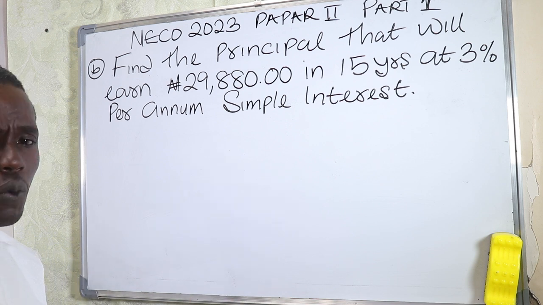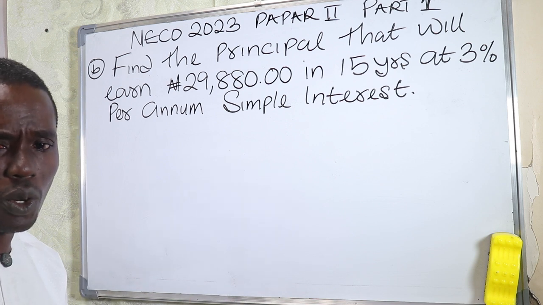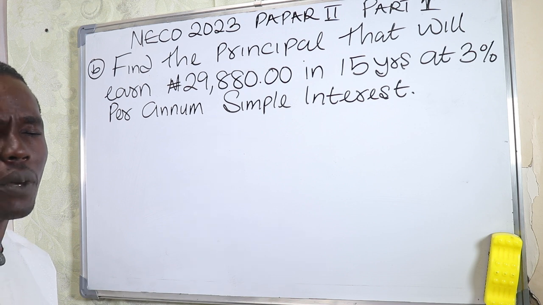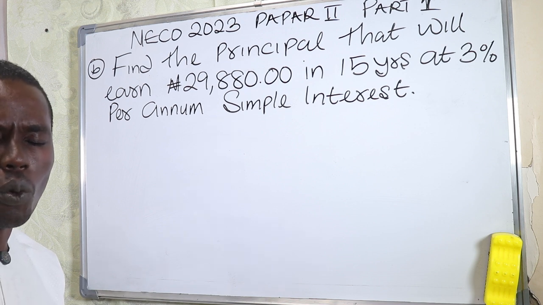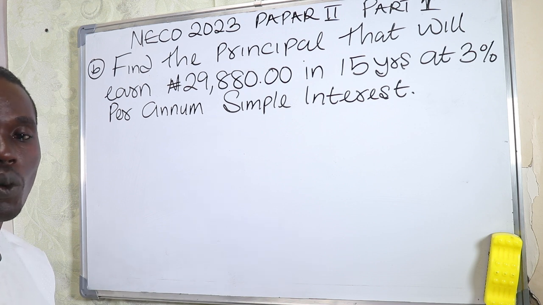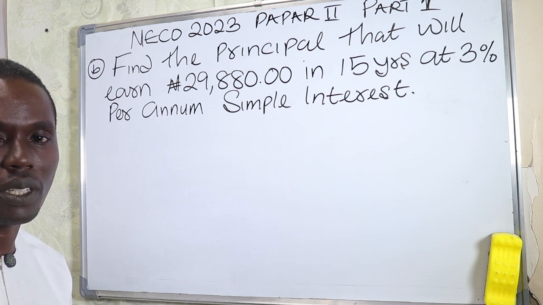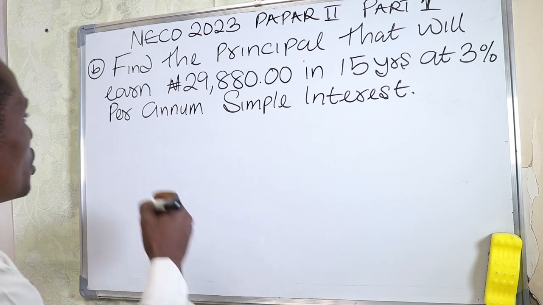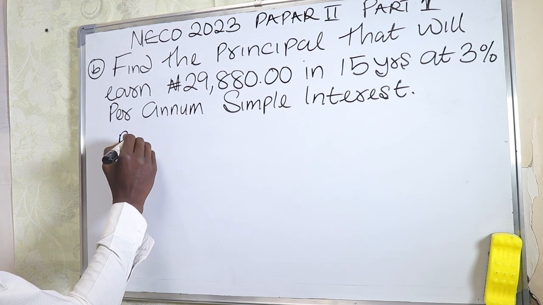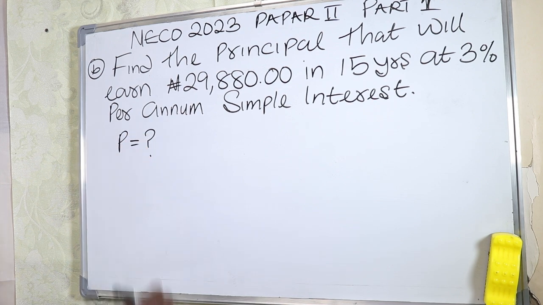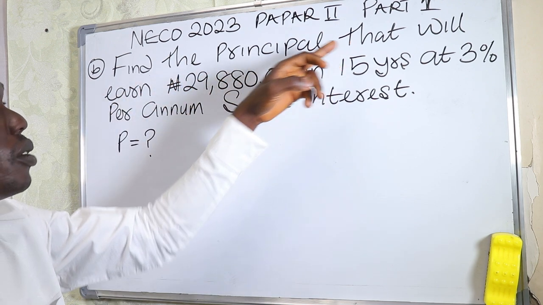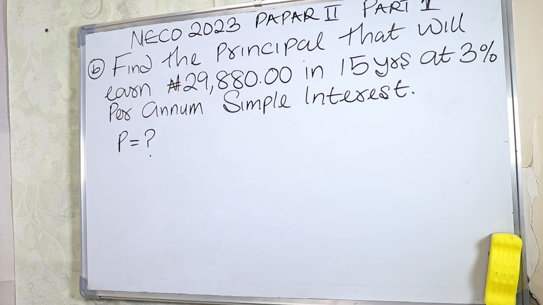Now, when you are given a question like this, the first thing that should come to your mind is, what am I looking for? What am I requested to look for? What am I given? And what is the best formula to solve this? Now, when we look at this expression, you can see that you are asked to look for the principal, because they ask you to find the principal that will yield or earn this amount.